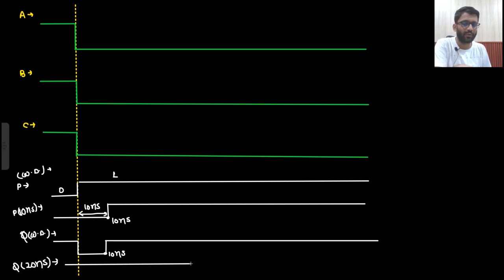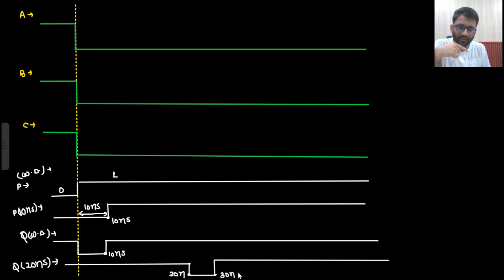So 0 will go to 20 and 10 will go to 30. So 20 nanosecond delay I am introducing. So this is your 20 nanosecond and this is your 30 nanosecond. So this is the waveform of Y.